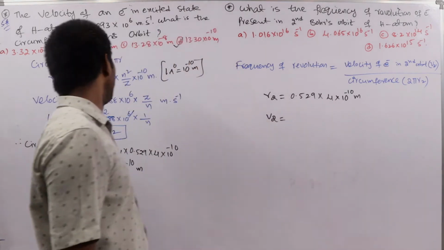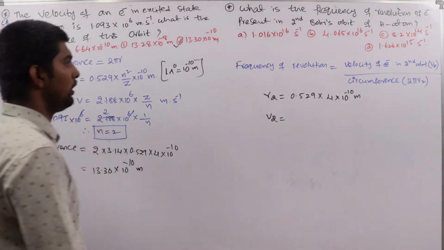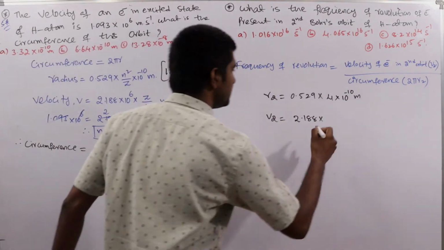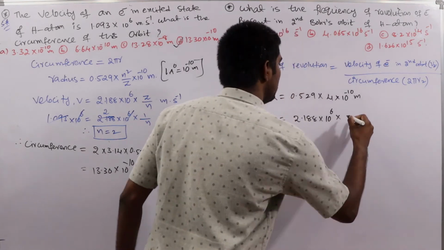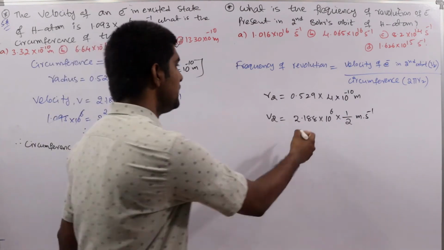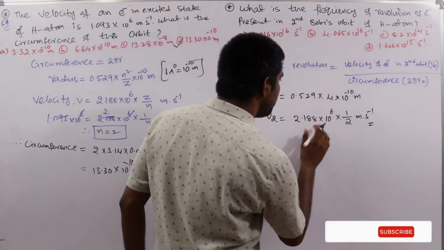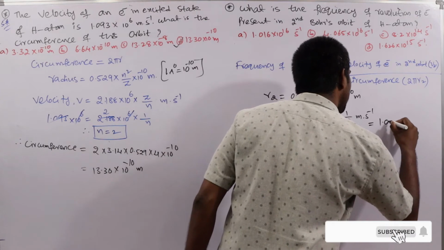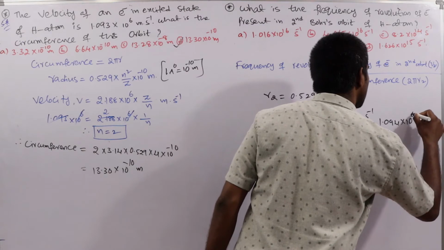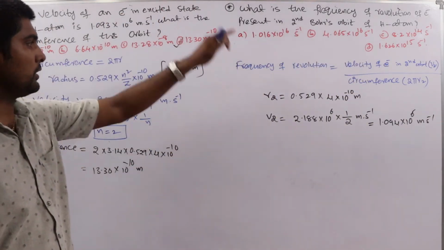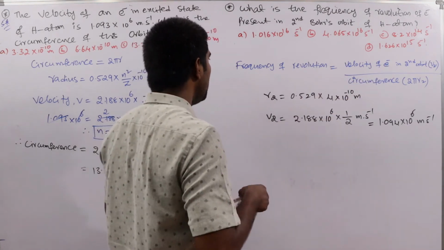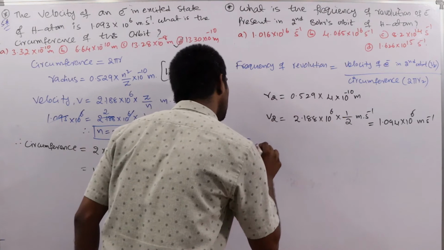So here also we have the formula for velocity, that is equal to 2.188 into 10 power 6 into 1 by 2 meter second inverse. So 2.188 by 2 is nothing but 1.094 into 10 power 6 meter second inverse. Now let us substitute the velocity and radius in this formula. So therefore finally frequency of revolution.